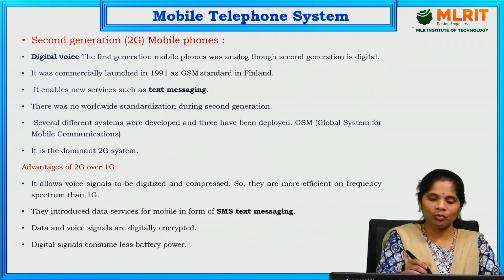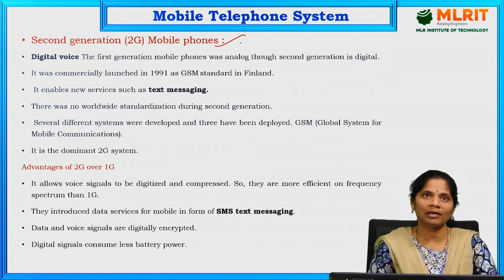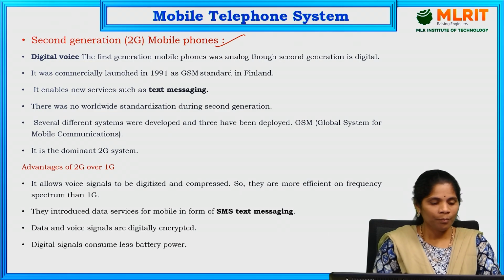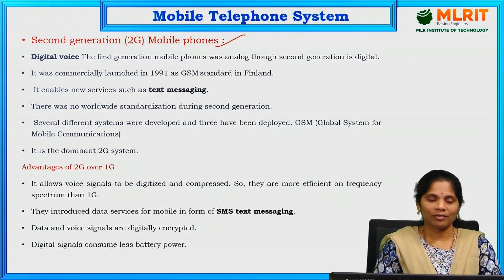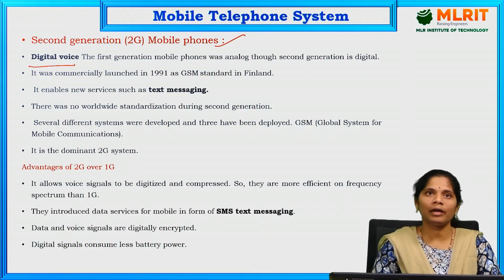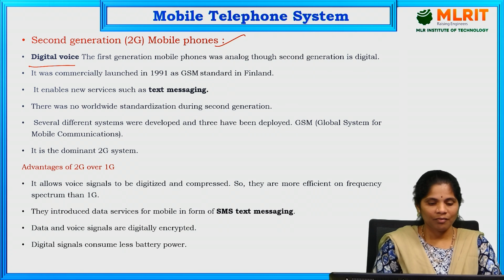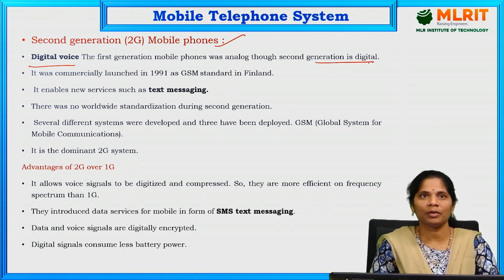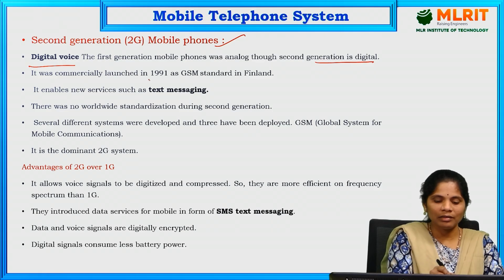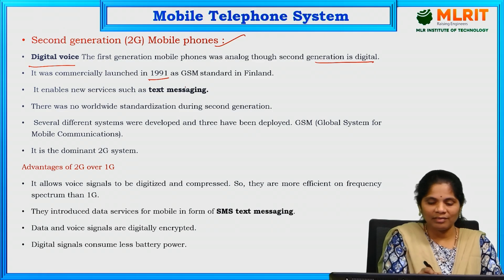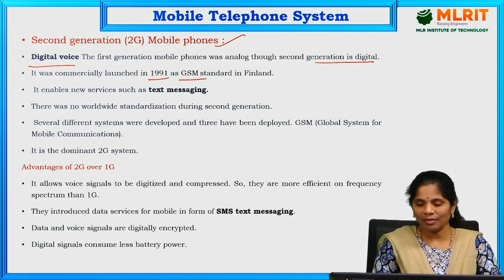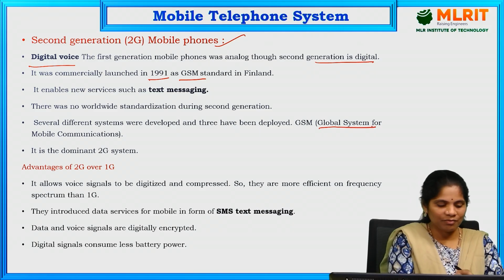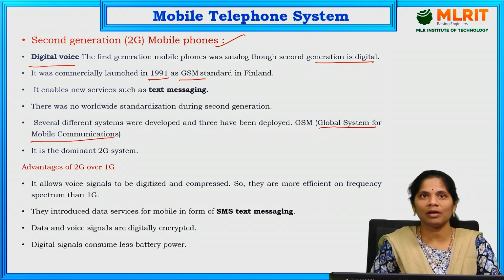And the next one is the 2G mobile phones, exactly the second generation of communications. Previously we used analog voice, right? Here it is changed from analog to digital voice. The first generation mobile phone was analog and the second generation is digital communication. It was mainly launched in 1991 as the GSM standard in Finland. GSM is nothing but the Global System for Mobile Communication. This is digital communication.